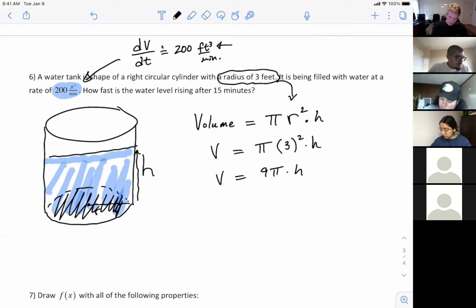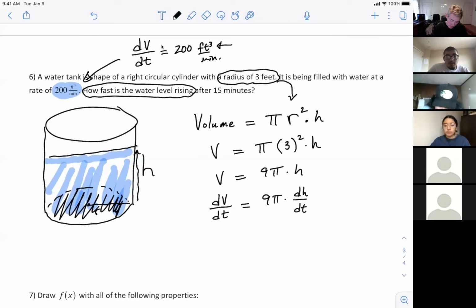Now take the derivative. On the left side, that's just going to be dV/dt, equals the constant 9 pi will just sit there, and then I take the derivative of the h, so dh/dt. Which is perfect because my question was, how fast is the water level rising? So right there, I was saying find dh/dt. How fast is the height changing after 15 minutes?